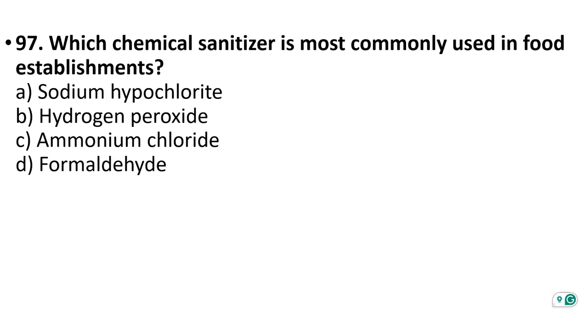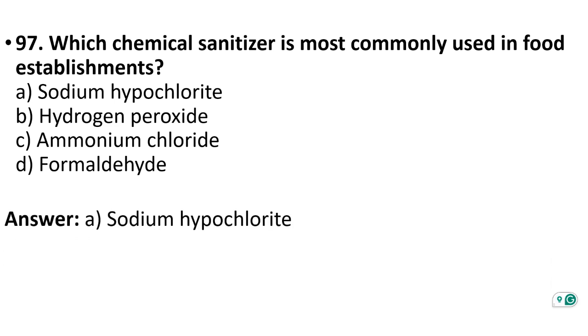97. Which chemical sanitizer is most commonly used in establishments? Sodium hypochlorite, hydrogen peroxide, ammonium chloride, formaldehyde. Your answer is option A, sodium hypochlorite.